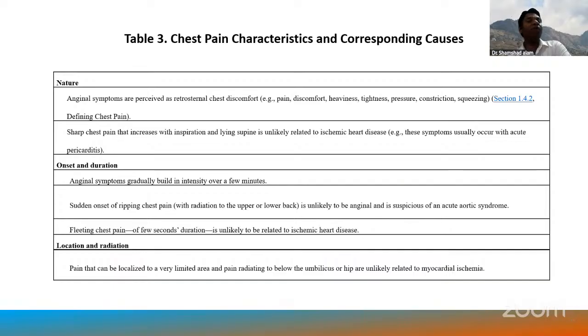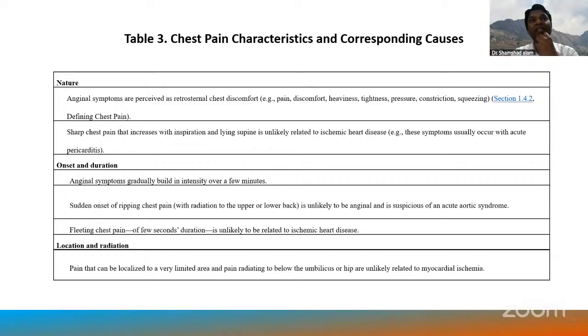First of all, we have to know about the nature of the chest pain. Anginal symptoms are usually retrosternal, associated with pain, discomfort, heaviness. Sharp chest pain increasing with inspiration or lying supine is unlikely due to coronary artery disease. And the second thing, we have to ask our patient about the onset and duration. Basically, anginal pain is crescendo or decrescendo in nature. It develops over a few minutes.